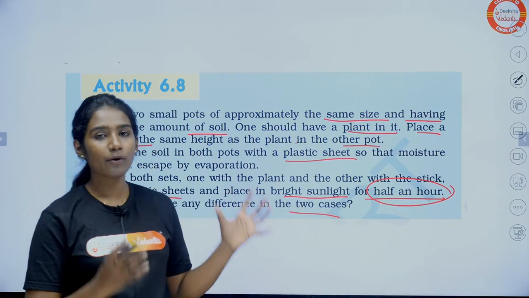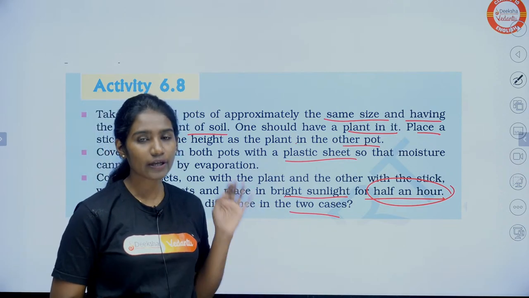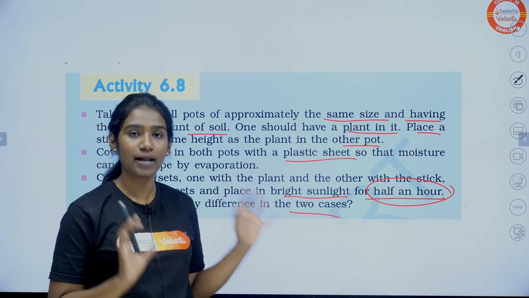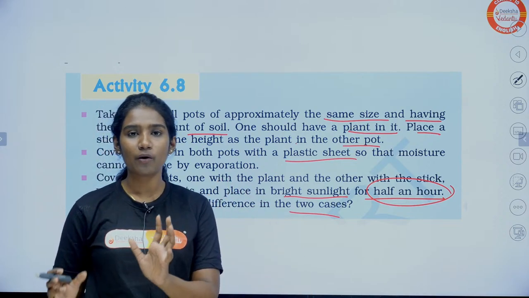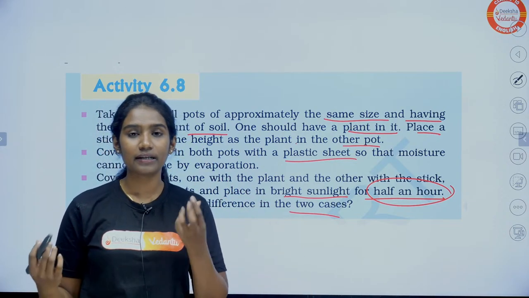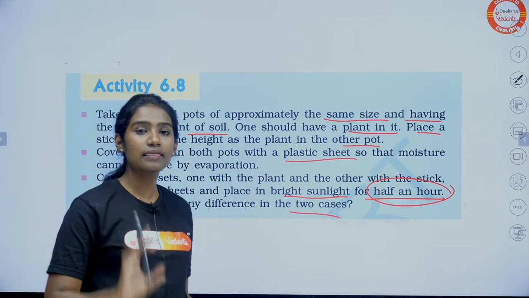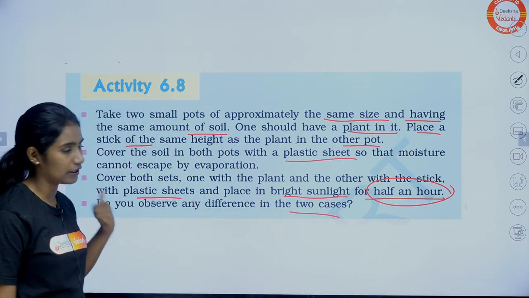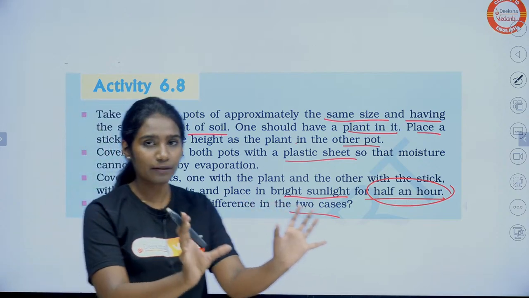See, in one pot there is a plant, okay, and that pot is covered by a plastic sheet. And there is one more pot, in that there is no plant, instead there is a stick that is placed, and that pot is also covered by a plastic sheet. And both these pots are kept in sunlight.